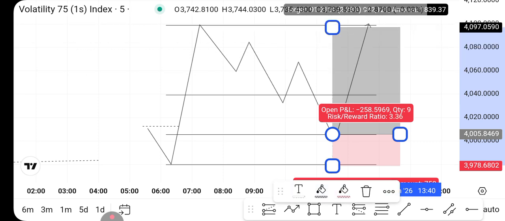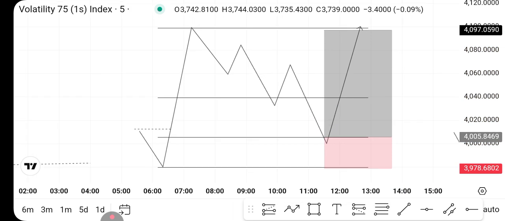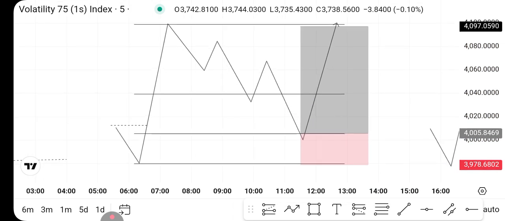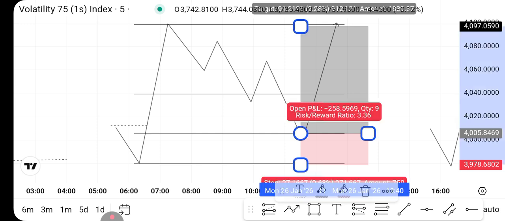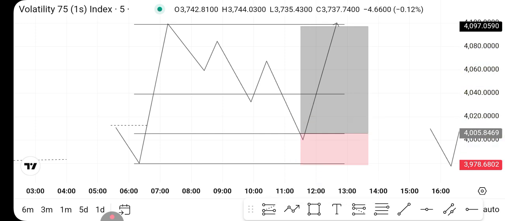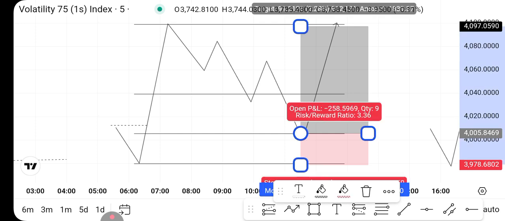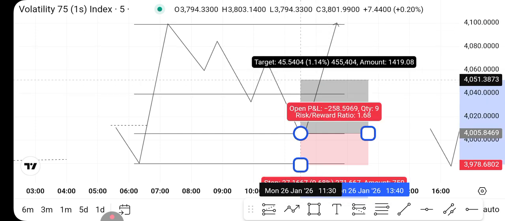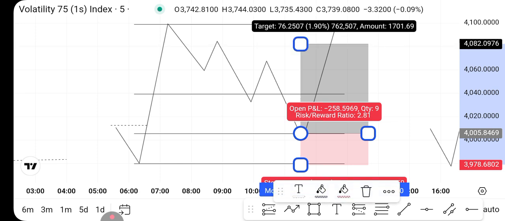I've always told you, 1 is to 3 is the max I can target for synthetics for any setup at all. Market should always reach the 3R. Market should really get to 3R. That's the proof that the setup is actually valid. But you can now decide to take 2R or 1R or 1.5 or 2.5.